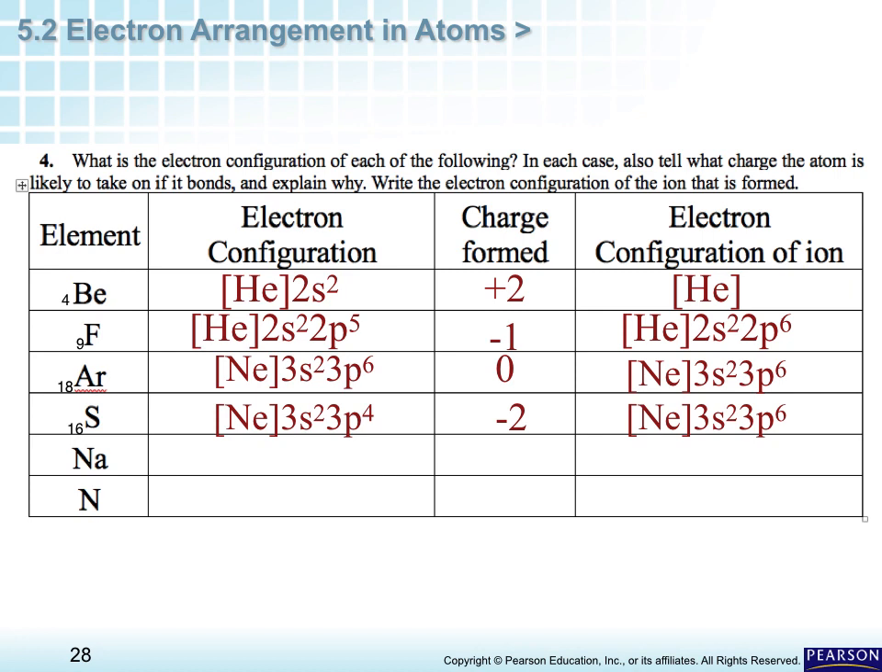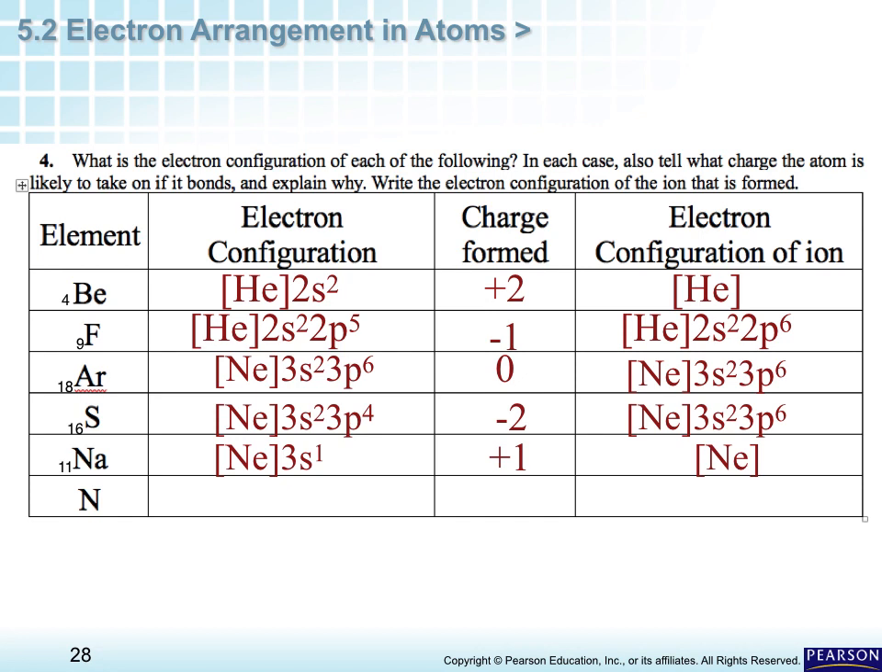So then I want to do sodium. I look around, it's on the left side, it's number 11. So I write it out, I look underneath it, I see neon 3s1. Well, the nearest noble gas to 11 is 10, so it's going to become positive 1, and I'm going to lose that 3s1 to have that neon core. Because what happens with metals is they're going to lose. What happens with nonmetals, they're going to gain.